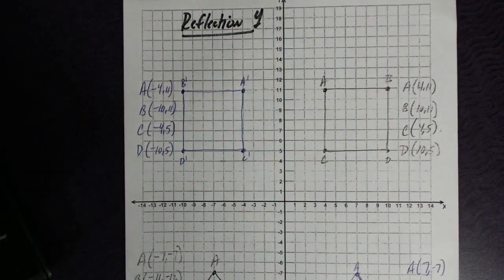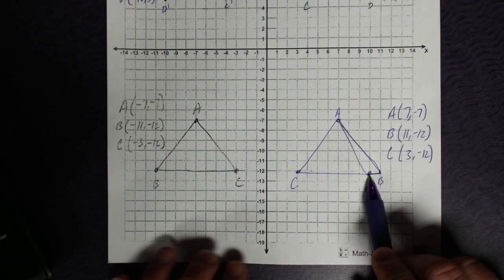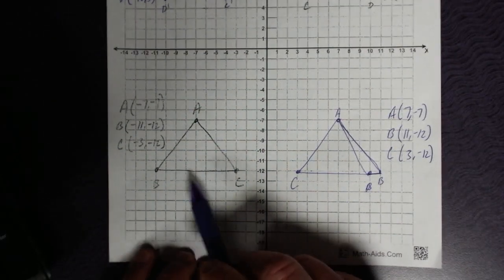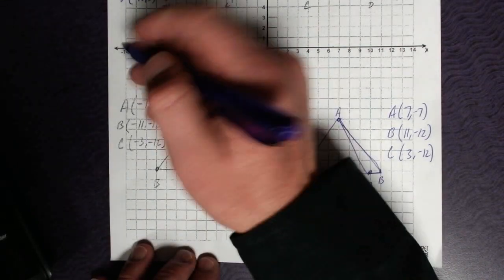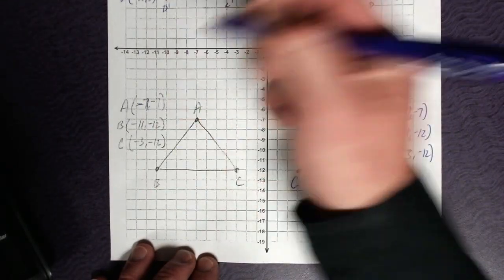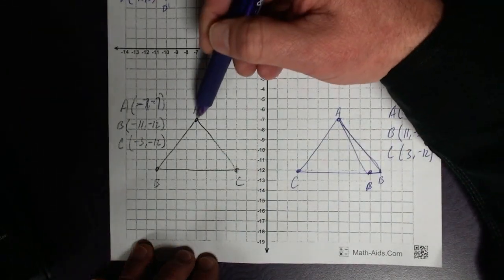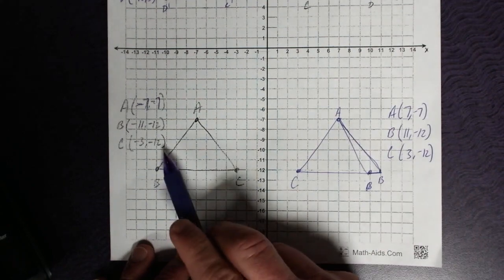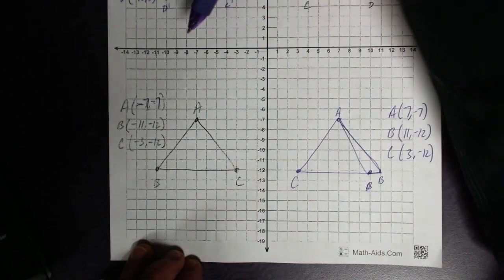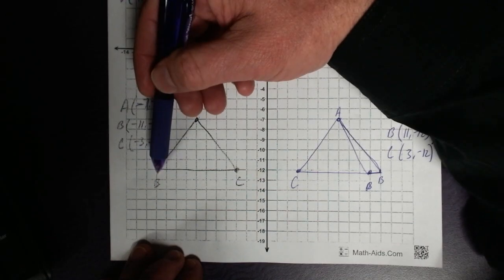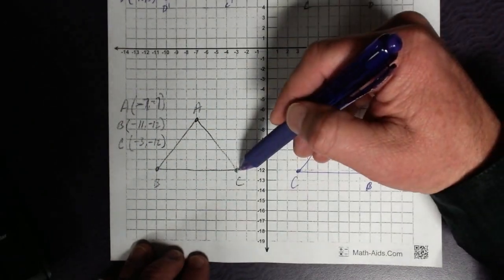Okay, let's go to the triangle here at the bottom. Now I made a mistake right here, so I'll explain this. But we're going to start on this side. A is at negative 7, negative 7, meaning this way and down negative 7. B is at negative 11, negative 12. So negative 11, down 12. C is at negative 3, negative 12.